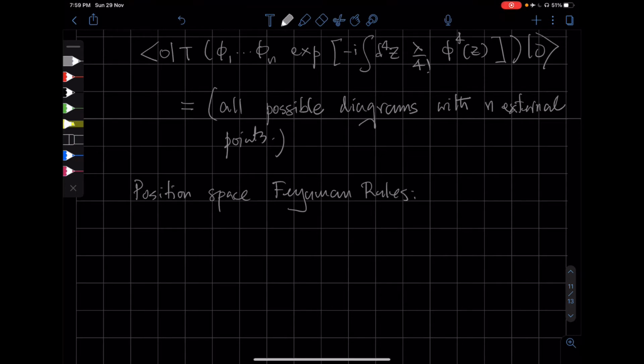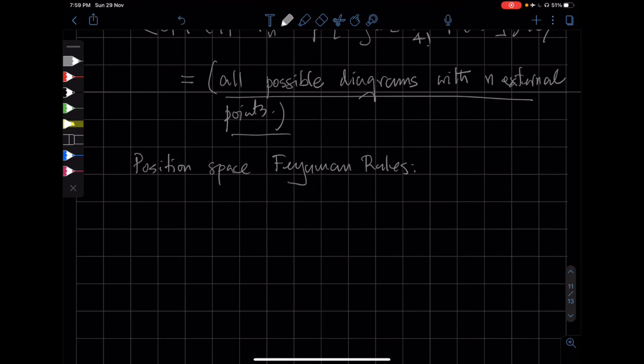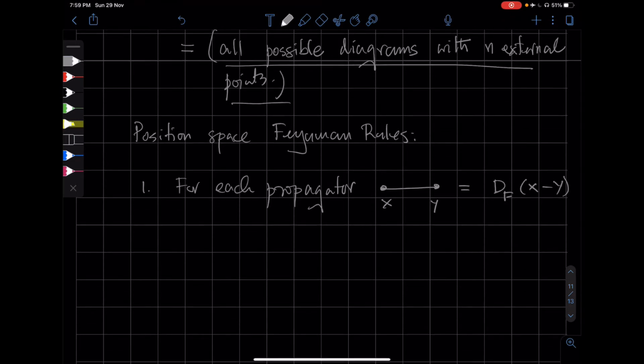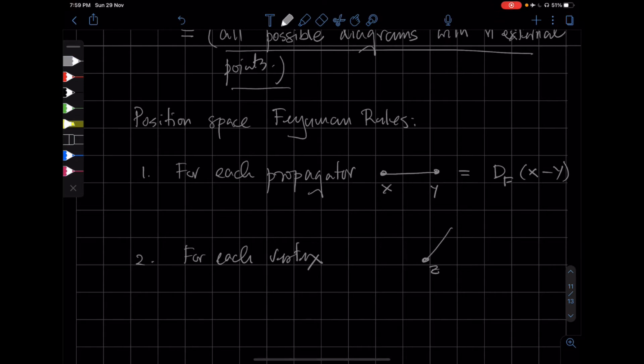So we, of course, want to evaluate what these amplitudes are, and to derive these amplitudes, we just follow the following rules. For each propagator between, say, x and y, we just write down, for each line, the Feynman propagator. For each vertex, that is each internal point, say z, for the phi to the power 4 theory, each vertex will have 4 lines attached to it. For each of these, we attach minus i lambda, and we integrate over d4z.